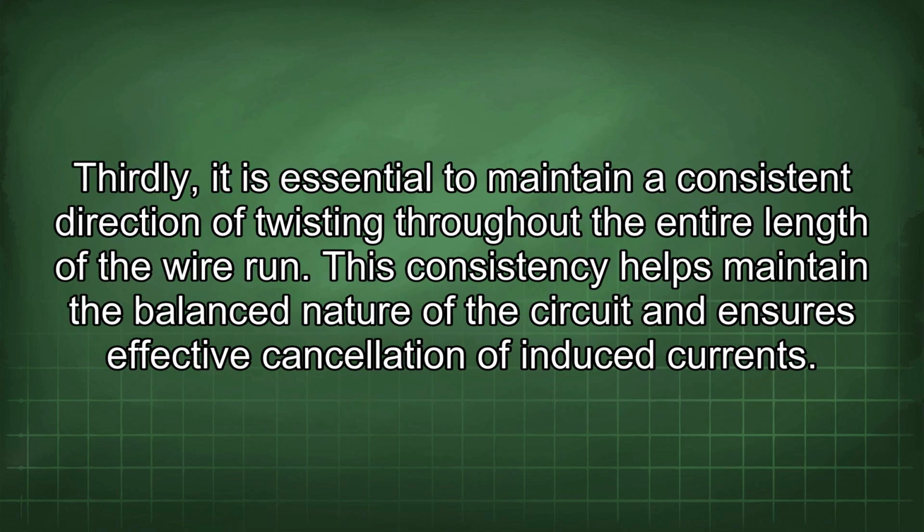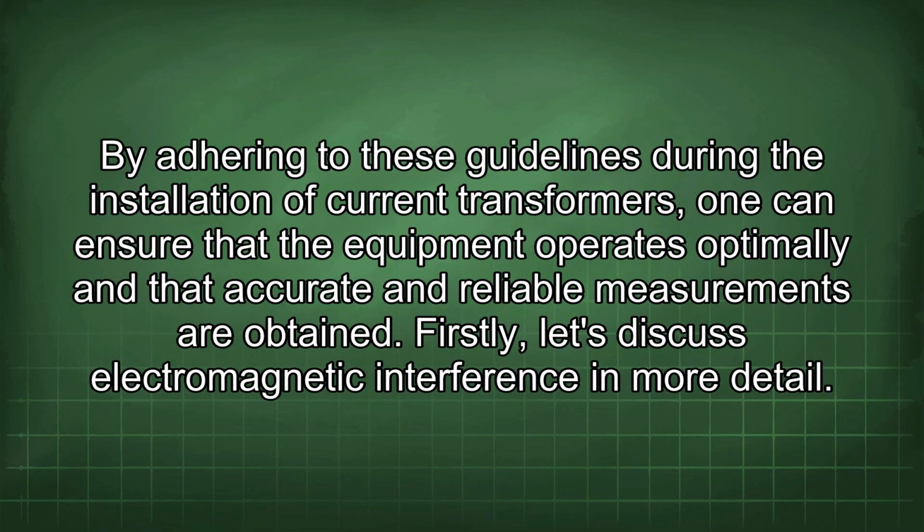Thirdly, it is essential to maintain a consistent direction of twisting throughout the entire length of the wire run. This consistency helps maintain the balanced nature of the circuit and ensures effective cancellation of induced currents. By adhering to these guidelines during the installation of current transformers, one can ensure that the equipment operates optimally and that accurate and reliable measurements are obtained.